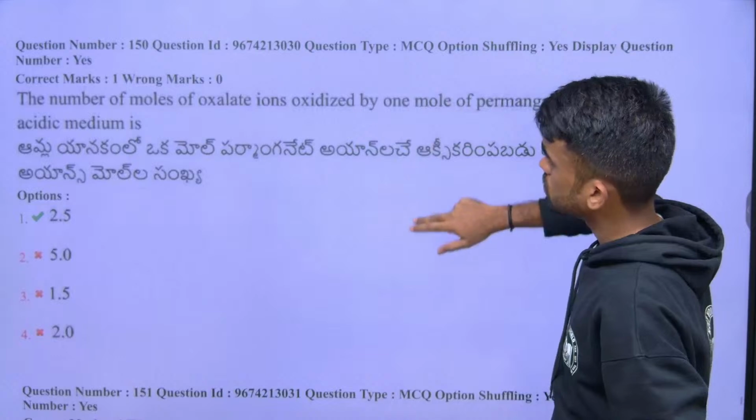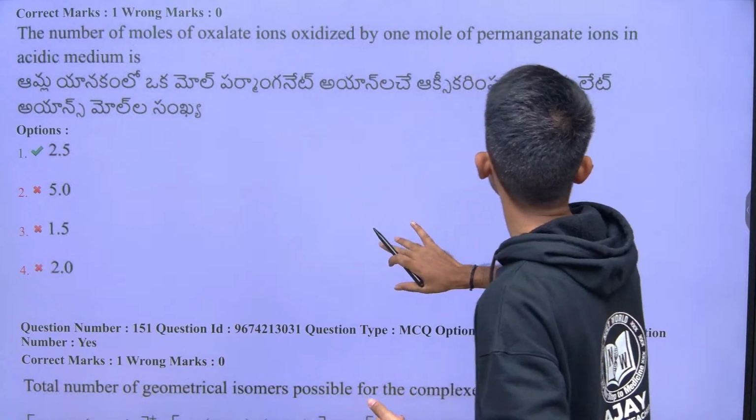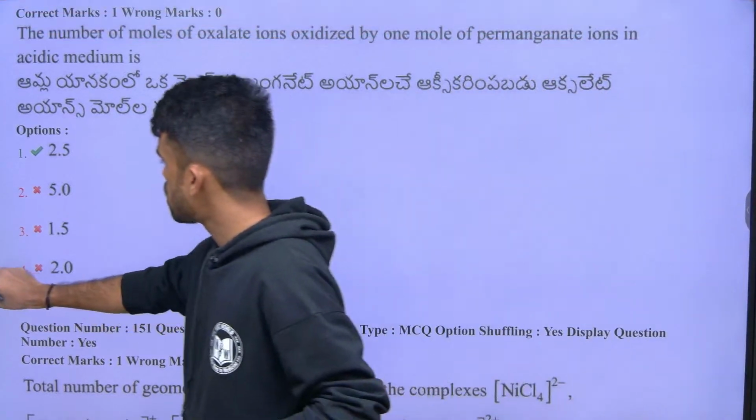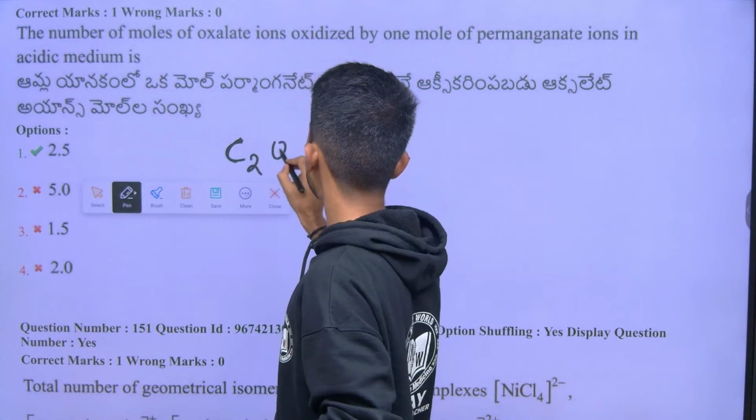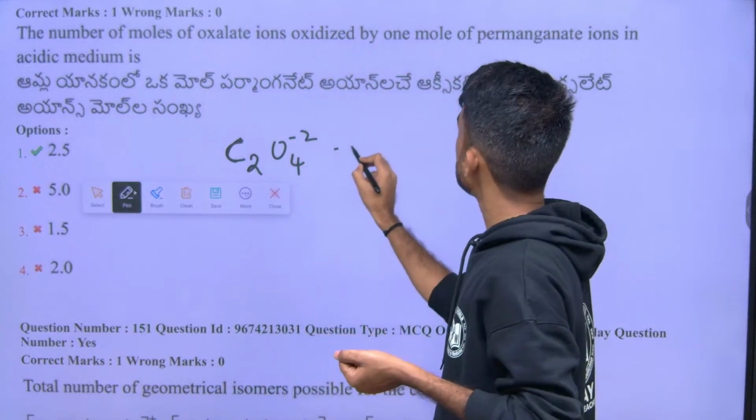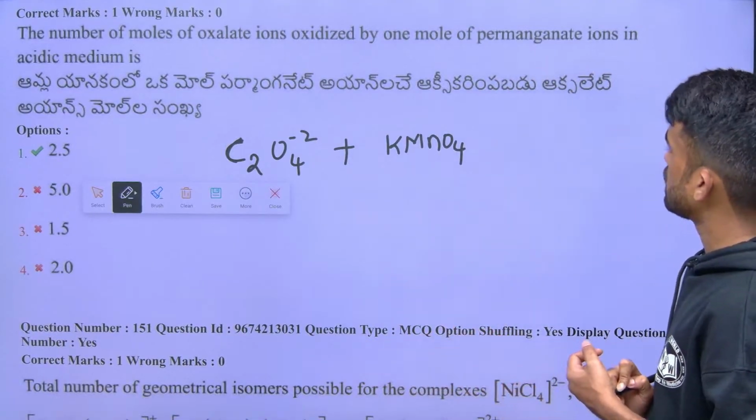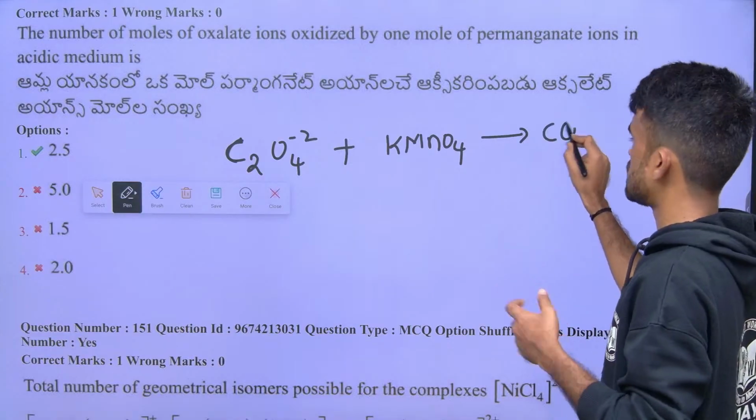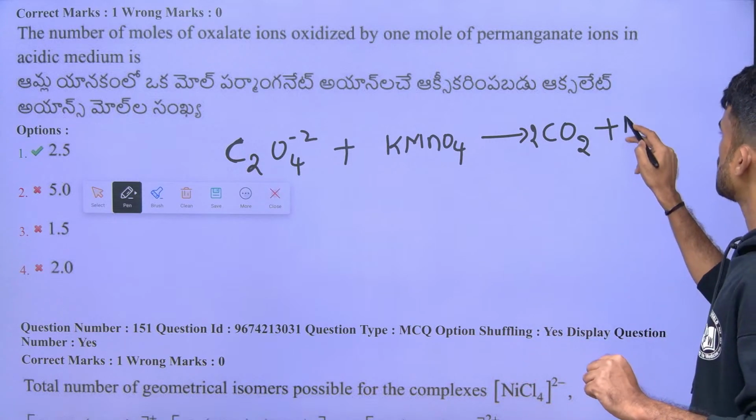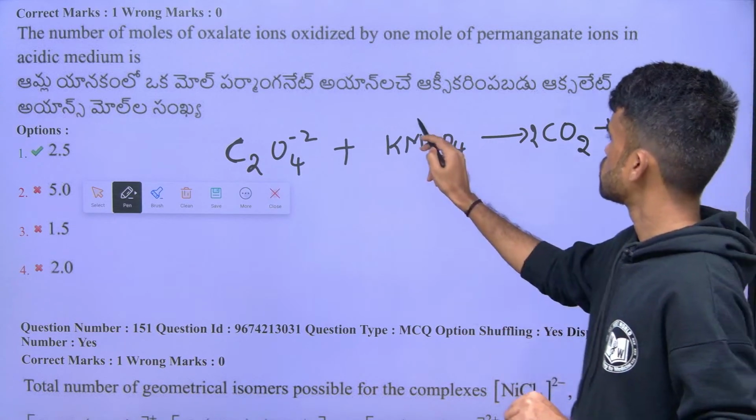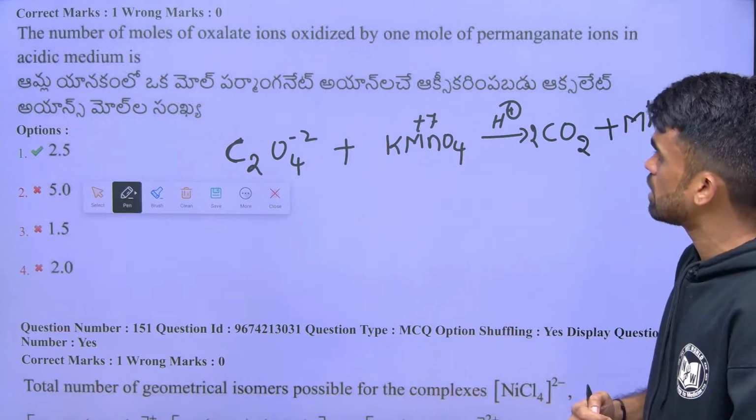Let's move further. The number of moles of oxalate ions oxidized by 1 mole of permanganate ions. How can we do this? I am taking oxalate ions, C2O4 2-, and treating them with KMnO4, permanganate. C2O4 is oxidized to CO2, so 2 moles of CO2 will be evolved, and manganese in acidic medium is converted from +7 to +2. So no need to worry about balancing the equation. It is very simple here.